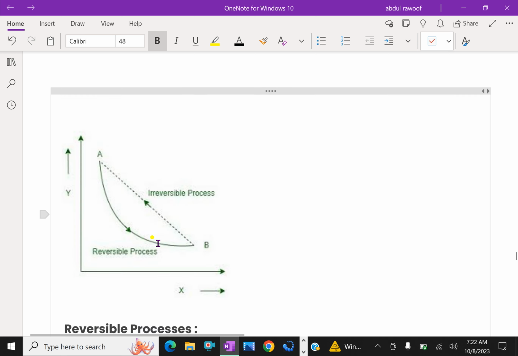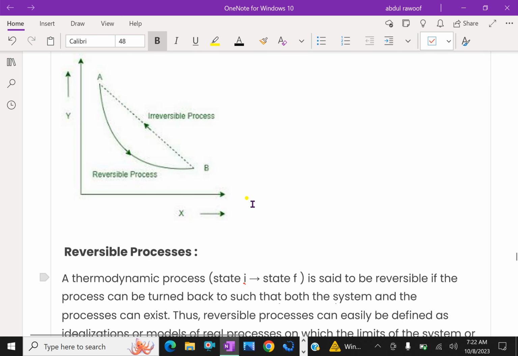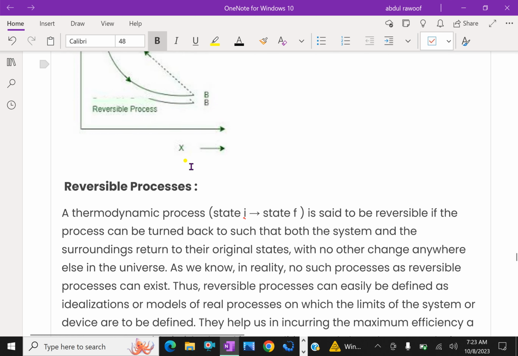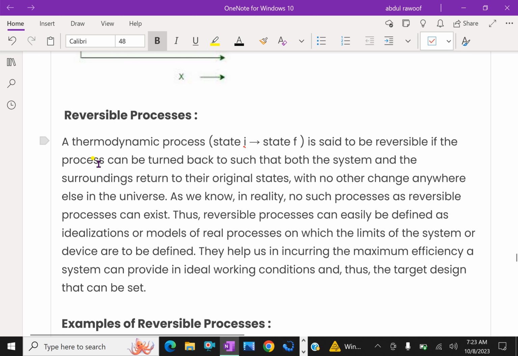Further discussion about the reversible process. Here, this is the path of a reversible process, as opposed to an irreversible process like here. A thermodynamic process from an initial state to a final state is said to be reversible if the process can be turned back such that both the system and the surroundings return to their original states with no other change anywhere else in the universe.